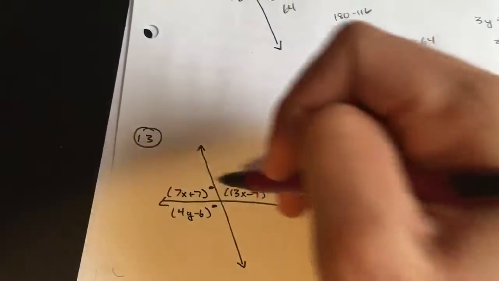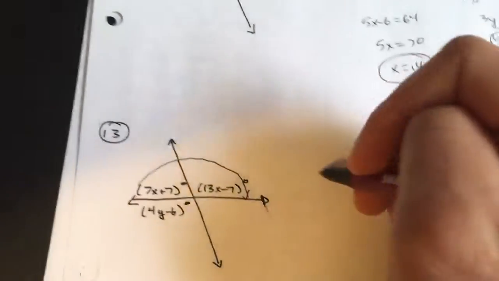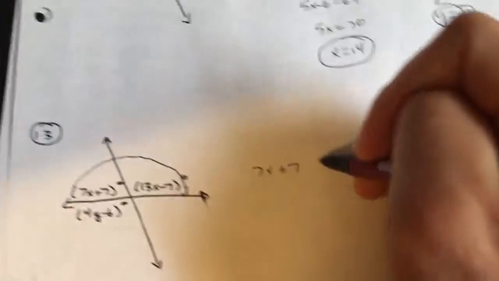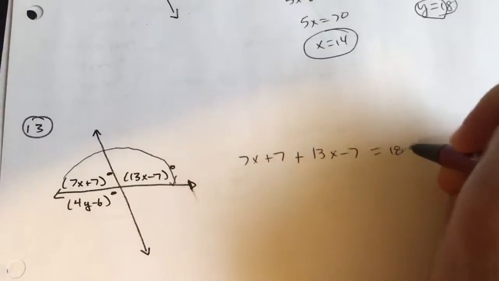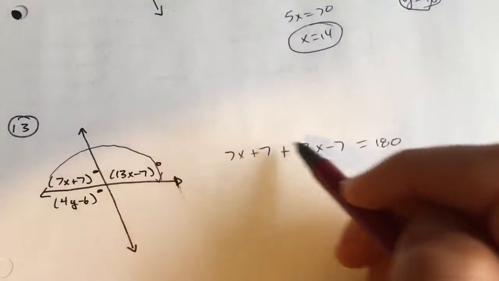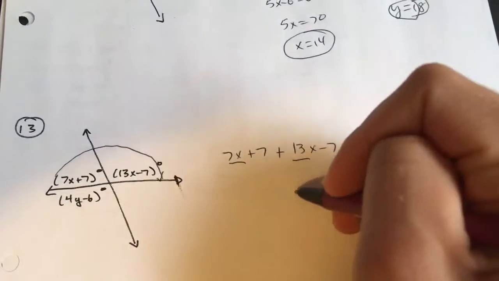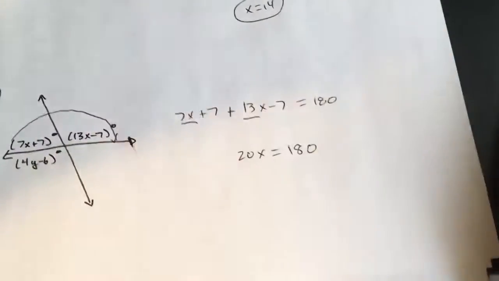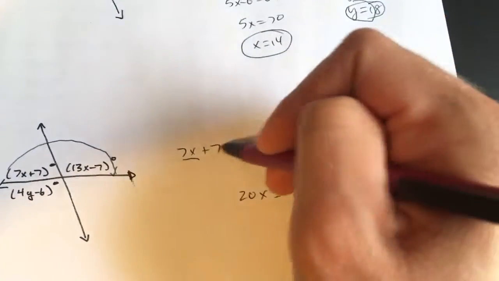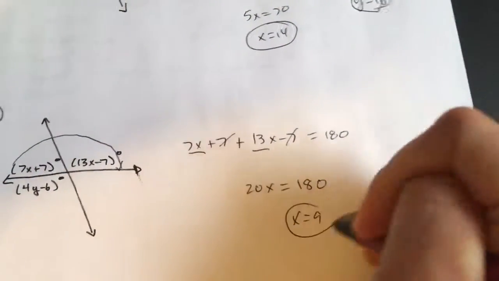Here's the only way we can really solve this. You're going to want to solve for x first. And notice that makes a straight line. So 7x plus 7 plus 13x minus 7 is 180. Now notice how the positive 7 and the negative 7 will cancel. And the 7x and the 13x will give you 20x. So it's 20x is equal to 180. Again, positive 7, negative 7 cancel. x is 9.